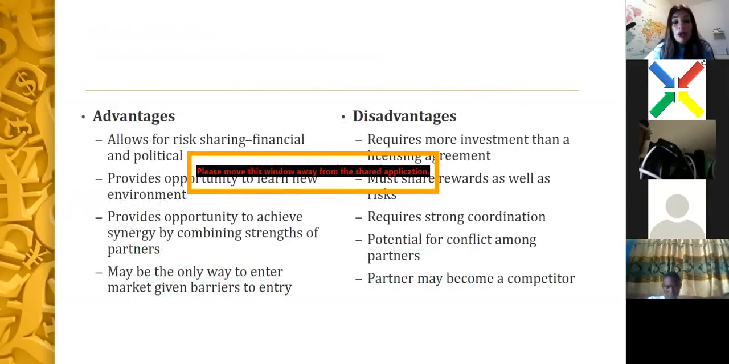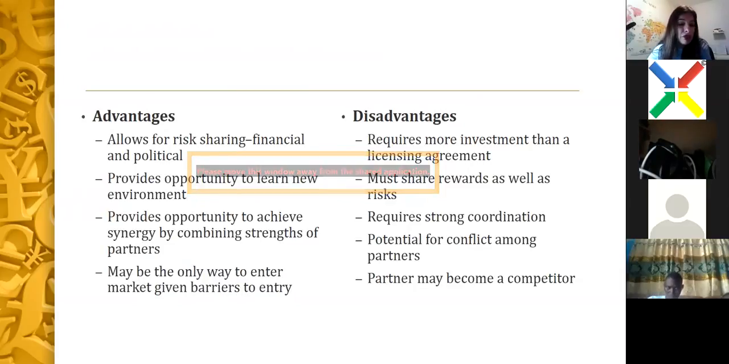Advantages: your risks are being shared, financial and political risks. The firm gets to learn about the new market before maybe deciding to, at some later stage, go 100% on their own. Synergies of operations are one of the bigger advantages of joint ventures. You can build on the strengths of your local partners.